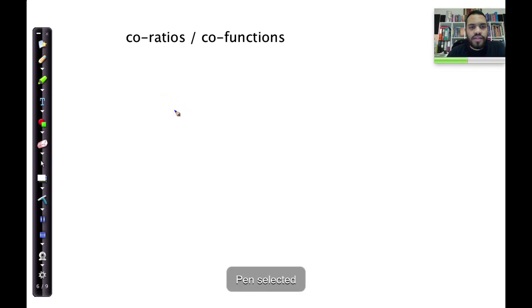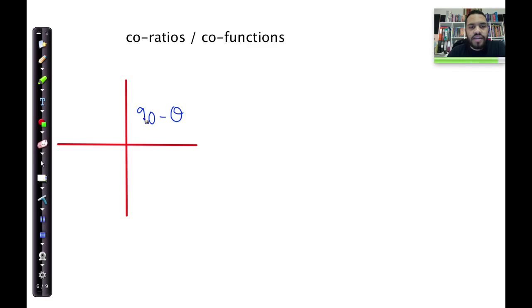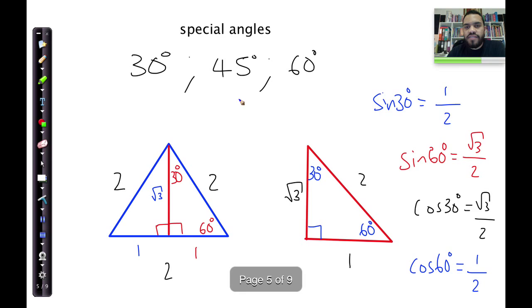Co-functions, and you've seen where we've applied this already. You've seen me introduce you to it. I said 90 minus theta and 90 plus theta and 270 minus theta. Oh, sorry, this side is plus theta and this side is 270 minus theta. These are the identities for co-functions or co-ratios. So for example, here, if I go one back, you can see very clearly. Sine 30 is equal to cos 60.